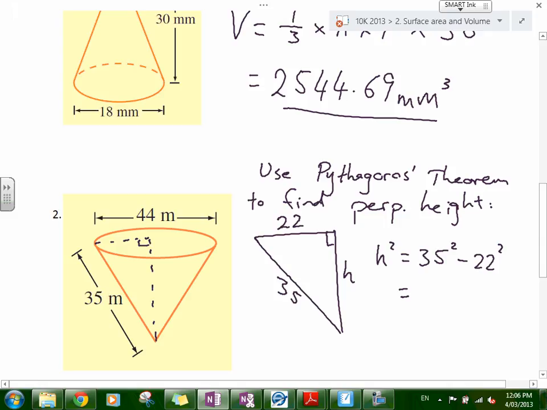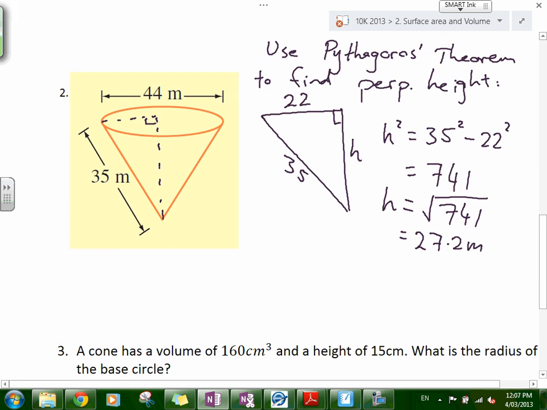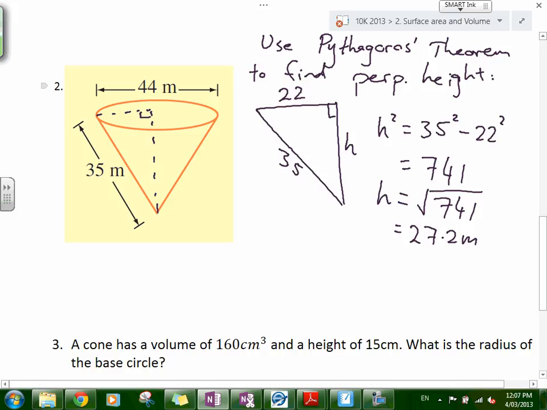35 squared minus 22 squared, what is it? 741. And the square root of that is? 27.2. Okay, 27.2 meters. So we're up to the point where we've got the measurement we need. So we can say that that's 27.2 meters.